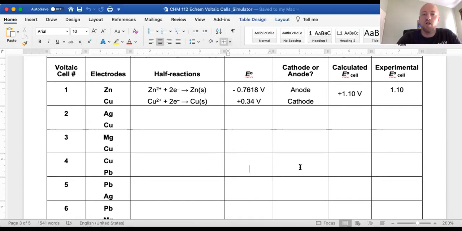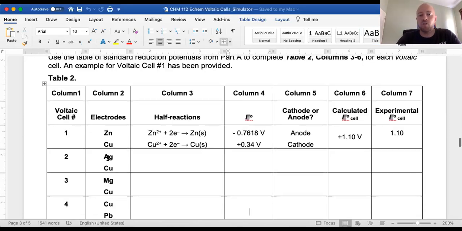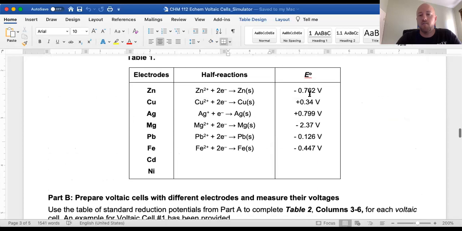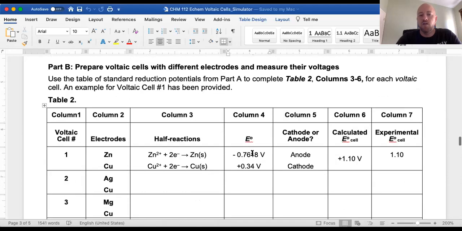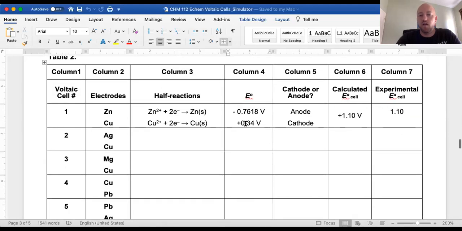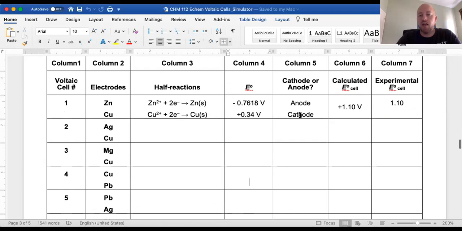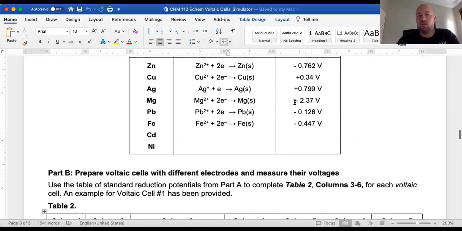You're going to determine whether or not lead is the anode or the cathode. Based on this combination, we're looking at the copper and the lead. Copper is again the more positive one, so the copper is going to be the cathode, and the lead is going to end up being the anode. Then you have the potentials between the two.